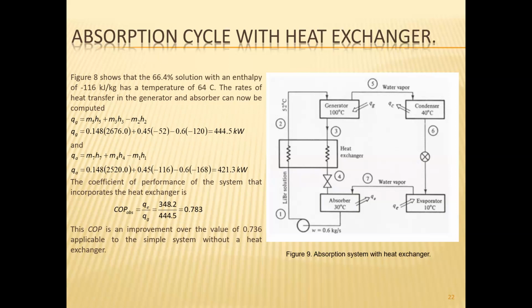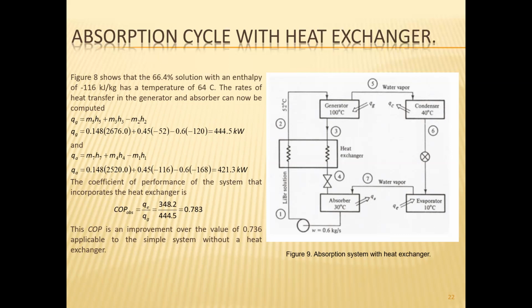The rates of heat transfer in the generator and absorber can now be computed. So Qg is equal to M5 H5 plus M3 H3 minus M2 H2, which is 0.148 times 2676 plus 0.45 times negative 52 minus 0.6 times negative 120, which is 444.5 kilowatts.